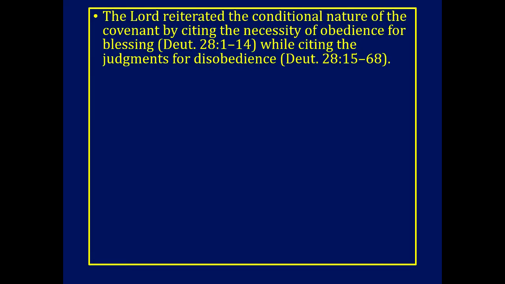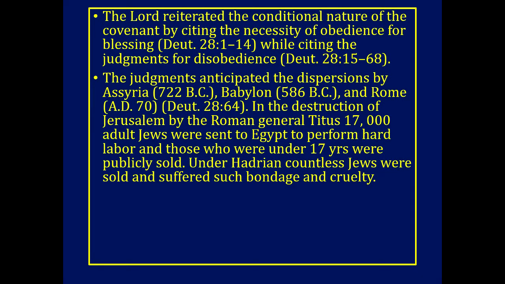To make a great nation, you need people, law, and land. We got the first two parts, we need the last part now. So the Lord reiterated the conditional nature of the covenant by citing the necessity of obedience for the blessings, while citing judgments for disobedience. But the judgments anticipated the dispersion to Assyria and also to Babylon, and also look even forward to the destruction of Jerusalem by Titus, when 17,000 Jews, adult Jews, were sent to Egypt to perform hard labor, and those who were under 17 years were publicly sold.